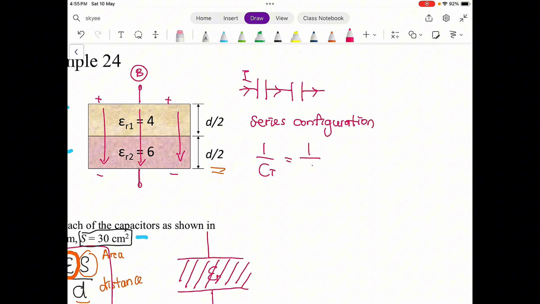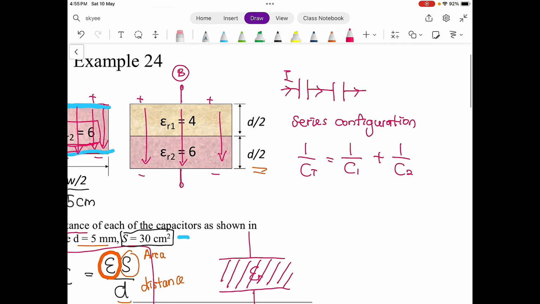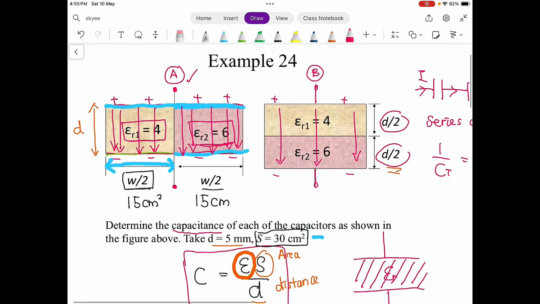The total capacitance for this series configuration would be 1 over CT equals 1 over C1 plus 1 over C2. So this is the equation, and we will apply it. Look at the separations. The separation is half. Just now it was fully 5 millimeter, now it is half. And the area is 30 centimeter square.